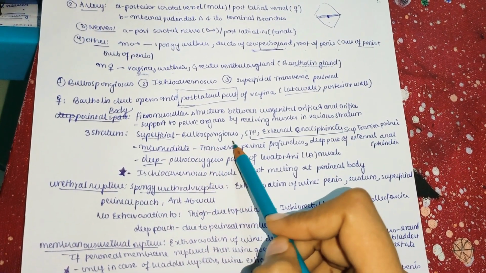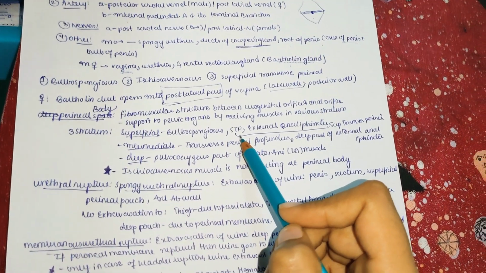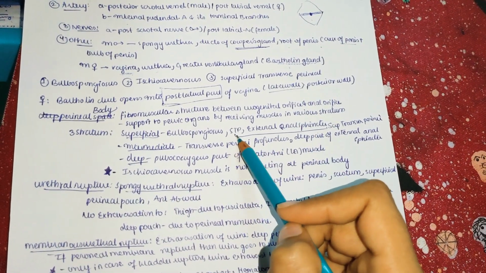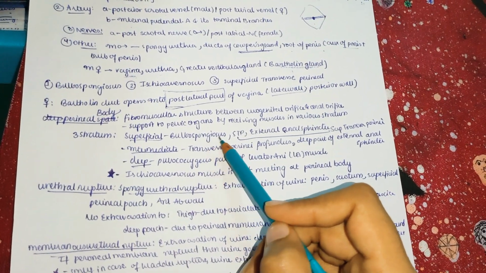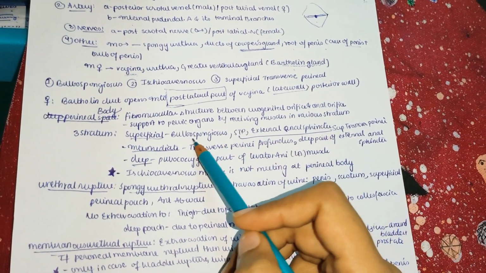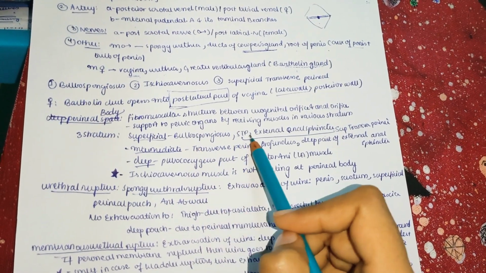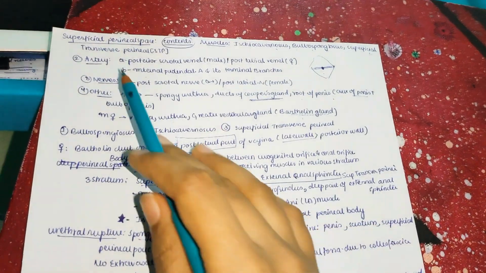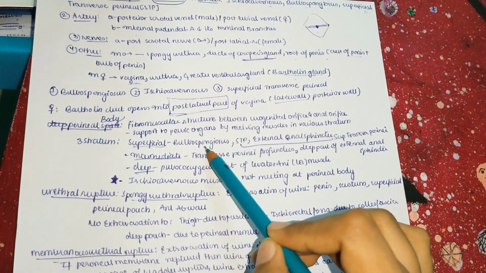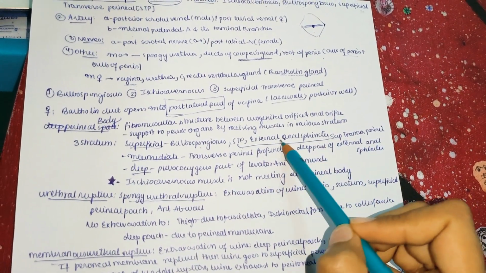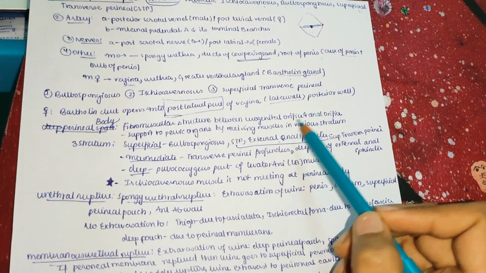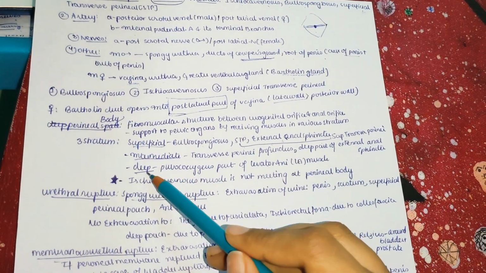Superficial is bulbospongiosus, and external anal sphincter, STP means superficial transverse perineum. So if you see, these two are superficial space muscles, right? Superficial perineal space muscles, bulbospongiosus, superficial transversalis, but external anal sphincter is again a deep space muscle. Okay, so this is superficial.